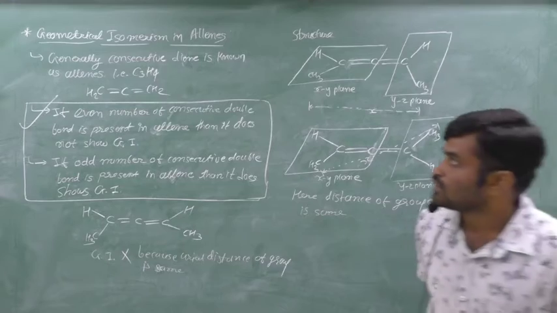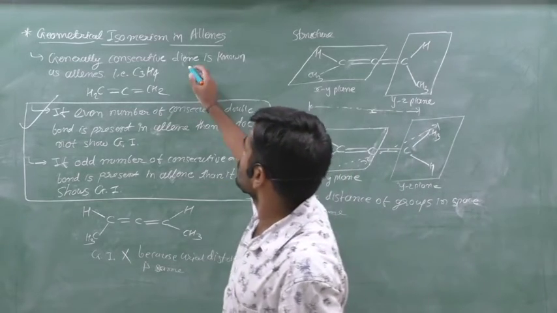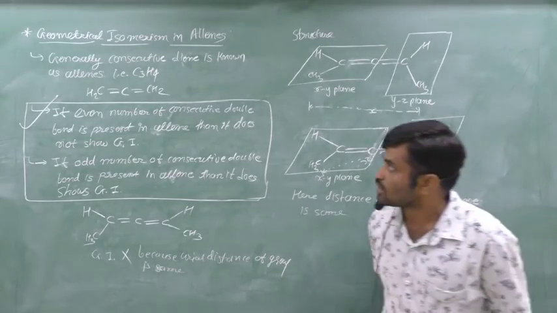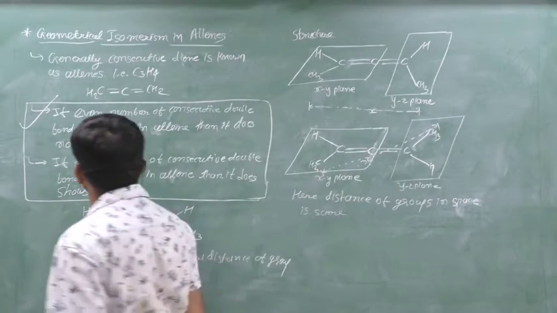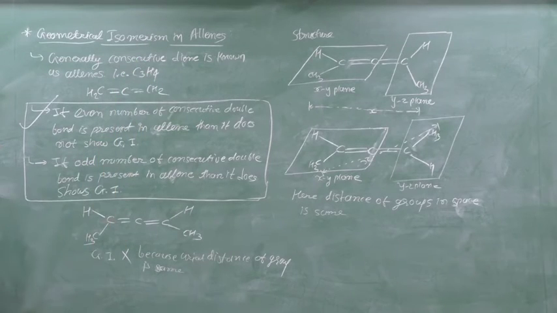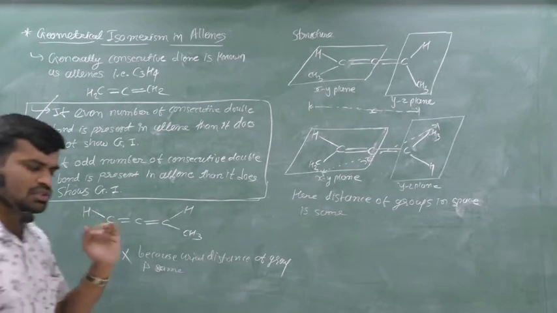Generally, consecutive dienes are known as allenes, like C3H4. Consecutive means back to back.